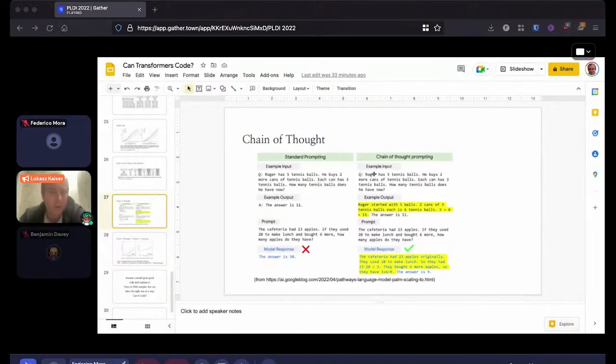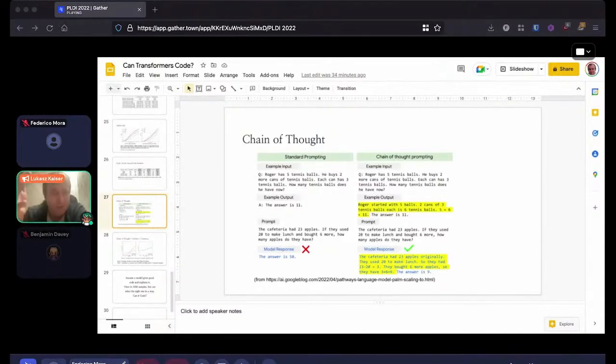Say you have a question: Roger has 5 tennis balls, he buys 2 more cans of tennis balls, each can has 3 balls, how many balls does he have now? You can ask the model just for an answer, but you can ask the model for an explanation: Roger started with 5, 2 cans of 3 is 6, 5 plus 6 is 11, the answer is 11. And then when you ask the next question, the model will generate a reasoning like this too, and it can be right or it can be wrong. It will definitely not be right every time it tries to generate it.